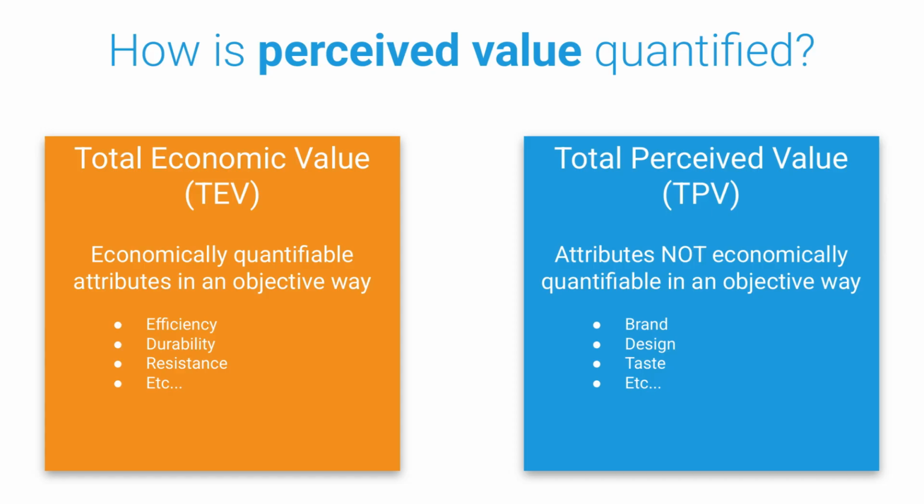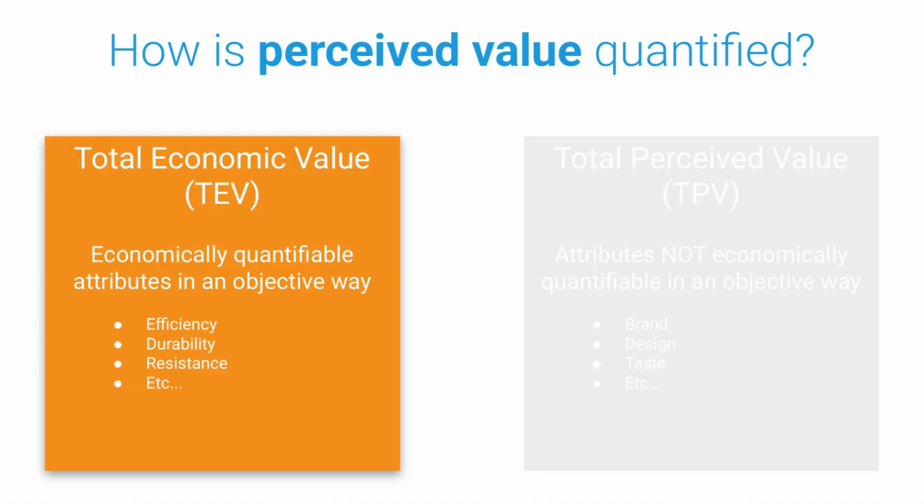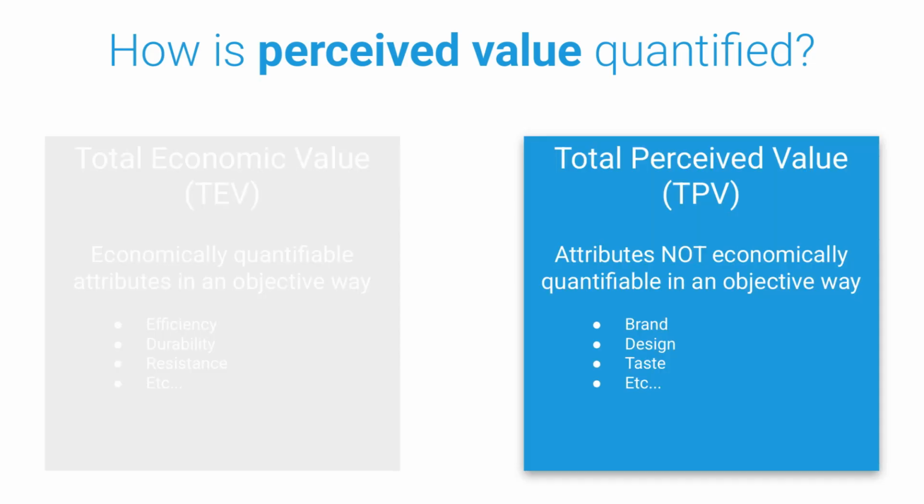There are two methodologies to do this. One is total economic value, and the other is total perceived value. Total economic value is used when the product or service attributes can be objectively quantified in economic terms, such as efficiency, durability, resistance, etc. Total perceived value is used when the attributes cannot be economically quantified, or at least the calculation differs from one customer to another, such as in the case of brand, design, taste, and so on. Let's look at an example of how these two methods are different yet complementary.